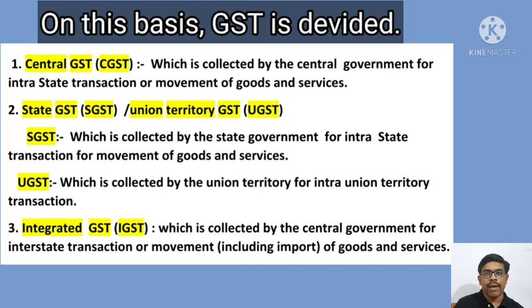In India, there are 29 states and 8 union territories. For the state, the GST is called state GST, and for the union territory, the GST is called UGST or union territory GST. So, in that case, there are two types of GST, SGST and UGST. Now, what is called SGST? It is collected by the state for intrastate transaction or movement of goods or services. In a similar way, GST collected by the Union Territory for intra-Union Territory transaction or movement of goods or services or both.